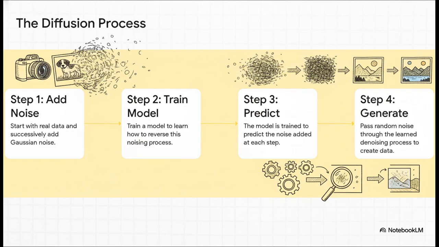Then, once it's an expert at cleaning up noisy images, you can perform the magic trick. You give it a block of pure noise and just tell it to clean it up. It then sculpts a brand new, totally coherent image right out of that static.